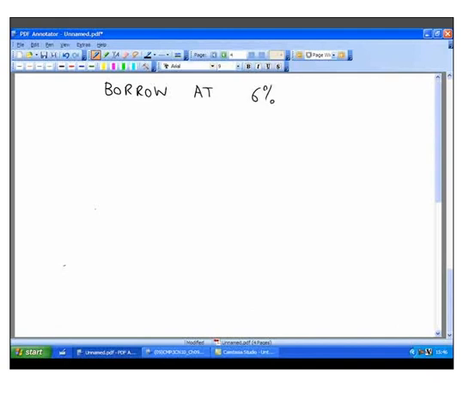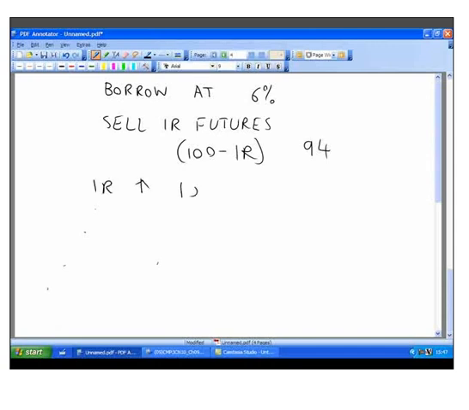And the price of those futures, which remember is 100 minus the interest rate, is going to be 94. What then happens, let's say, is that interest rates go up to 10%. So I'll be paying more interest on my loan. However, what I can do now is close my position in the futures market. And I close my position by buying interest rate futures.